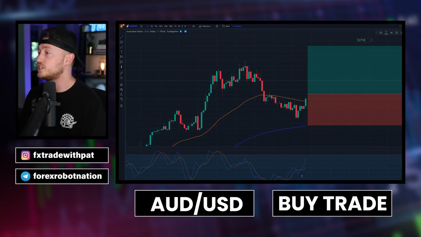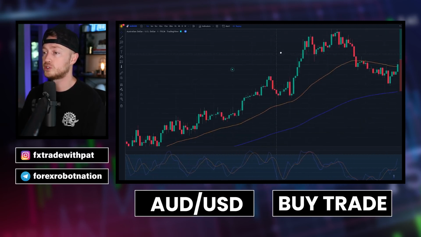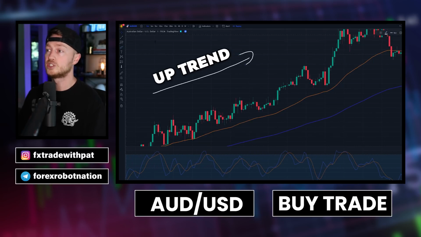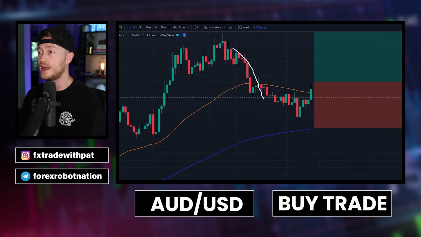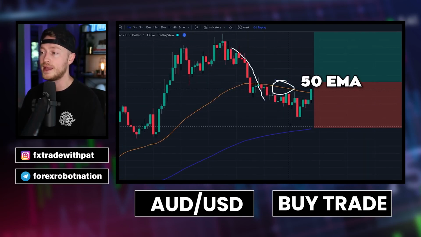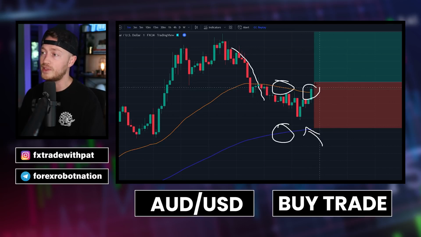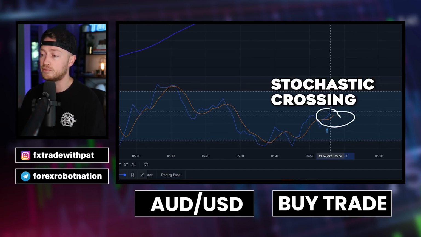Now let's get into some more trade examples here. We have this Australian dollar, US dollar, another buy trade. You could see on the short-term trend what's going on. We are clearly in that uptrend, right? So what I'm looking for is a little bit of a pullback. I just want to see the price come down, come between my 50 EMA and my 150 EMA, get close to testing that 150 EMA, and then when we start to break above that, that's when I'm looking to enter my trade. And also, I want to see the stochastic crossing, which is what I have right here.